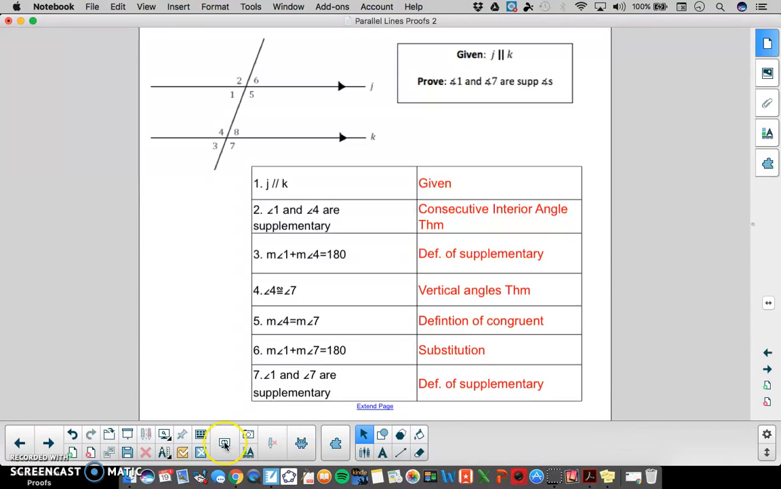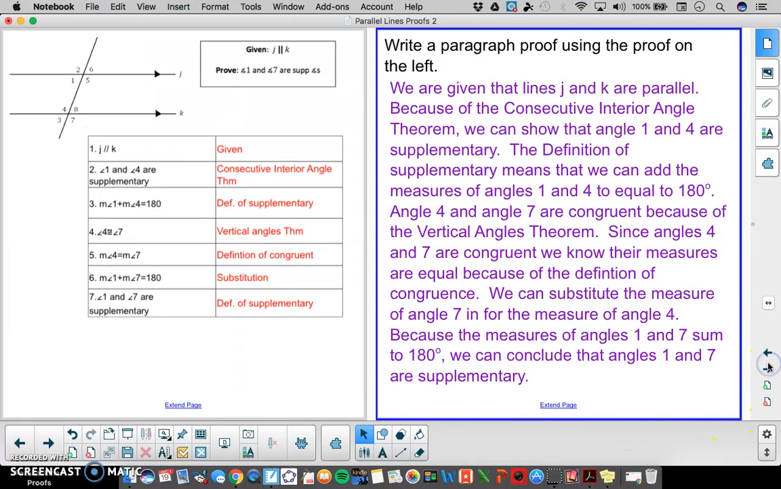We would then want to write our paragraph proof, which would just state in full and complete sentences what we've already done in our two-column proof. We are given that lines J and K are parallel. Because of the consecutive interior angle theorem, we can show that angle 1 and 4 are supplementary. The definition of supplementary means that the measure of angle 1 plus the measure of angle 4 equals 180. Angle 4 and angle 7 are congruent because of the vertical angles theorem.